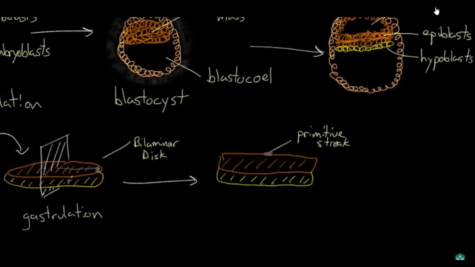Now, what that primitive streak actually is is just the site where the cells in this epiblast layer of our bilaminar disc start to migrate. Here I'll draw the paths of the migrating cells. They keep themselves right at the primitive streak, and then they start burrowing their way down into this bilaminar disc. They go out into the hypoblast layer. They just kind of go all over the place here. But it all happens from that primitive streak.